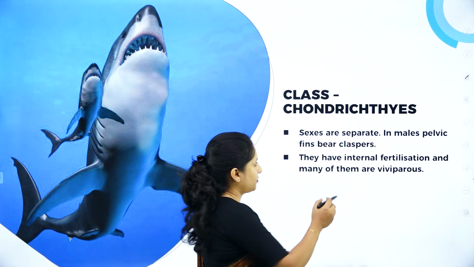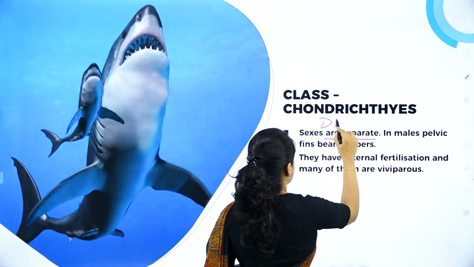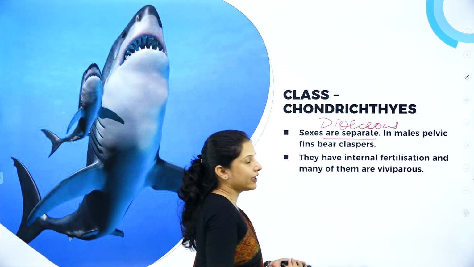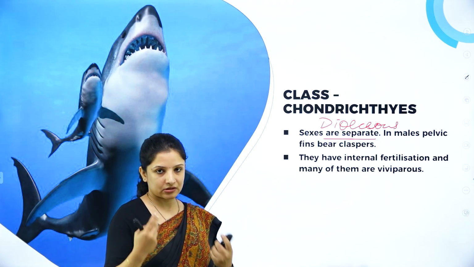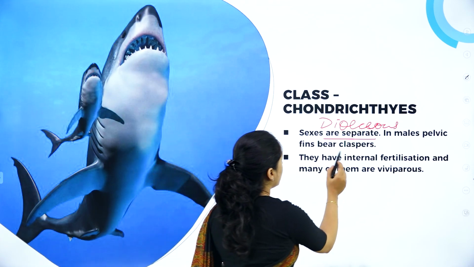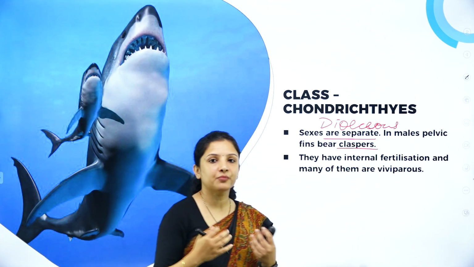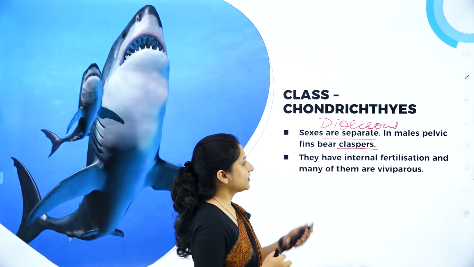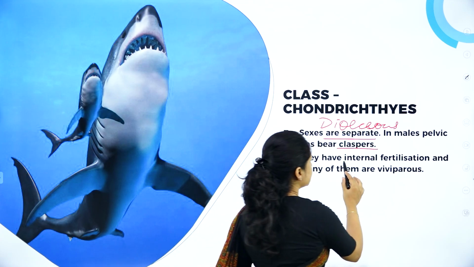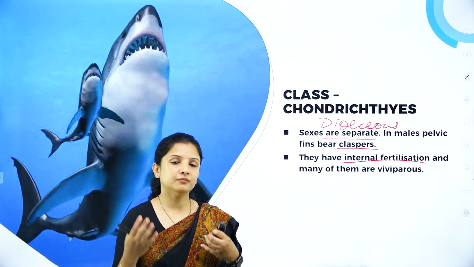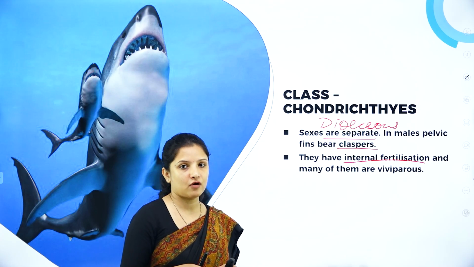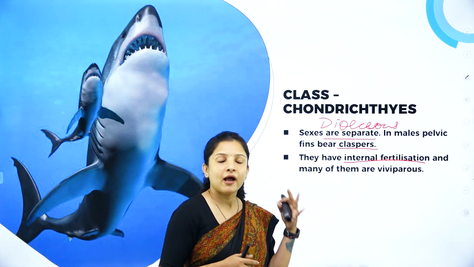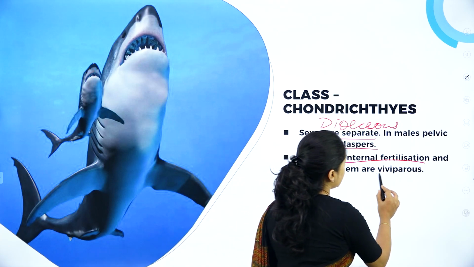And their sexes are separate, meaning they are dioecious, wherein the male and the female is separate, and in males they have a structure for copulation which is called as claspers. So these claspers are present in their fins. So that helps them in copulation. And they have internal fertilization, wherein the sperm fuses with the egg inside the body of the organism itself. That is, fertilization takes place inside the body. And most of these organisms are viviparous.